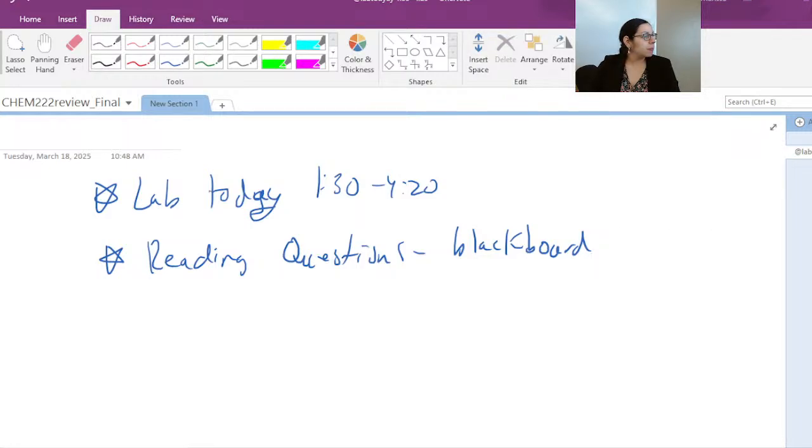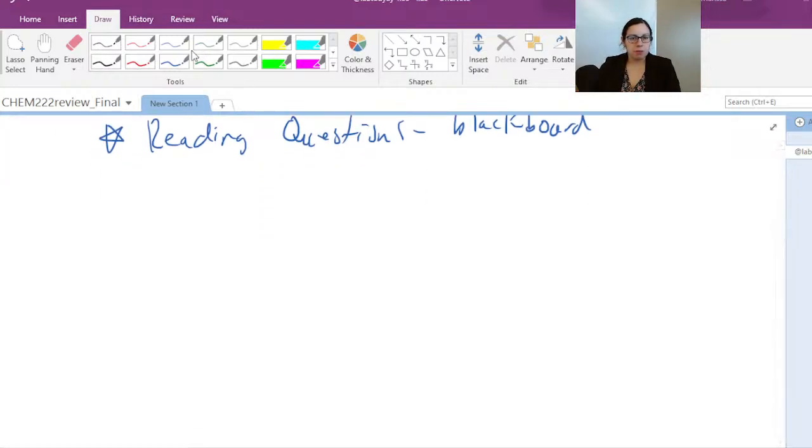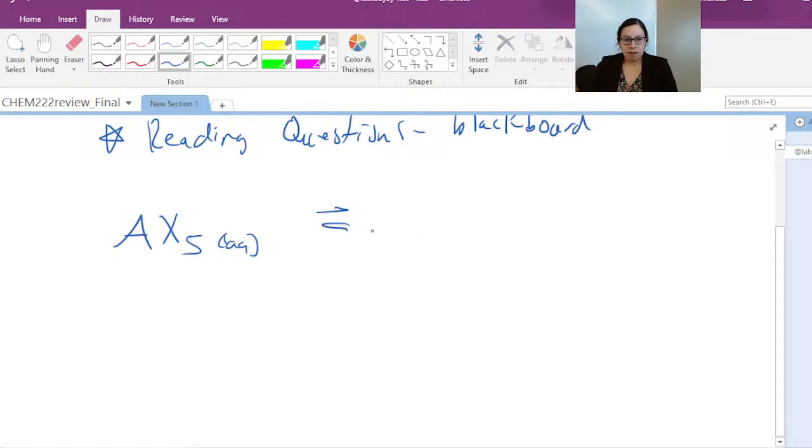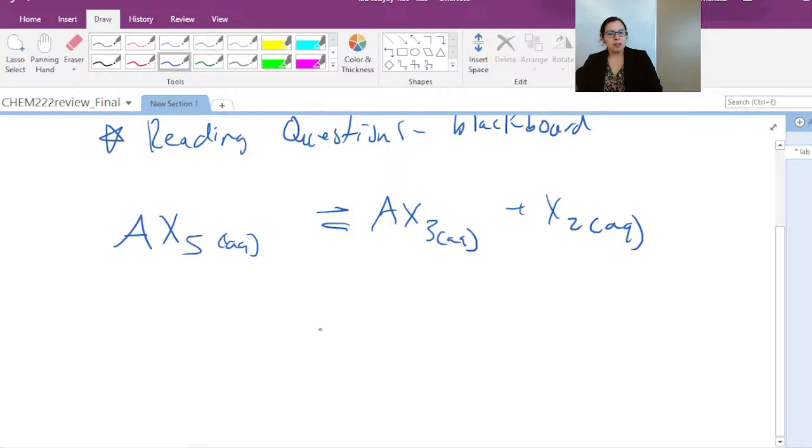All right, let's just try an equilibrium problem. Just do a warm-up. So we're looking at this reaction, so AX5 in solution reacts to give us AX3 plus X2. And these are all in solution.